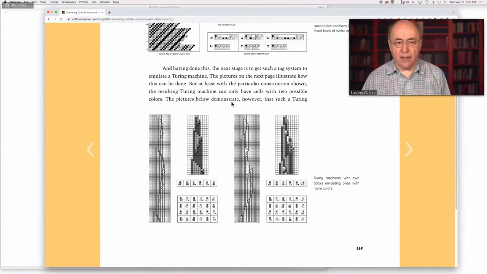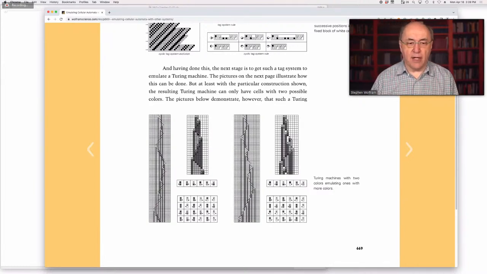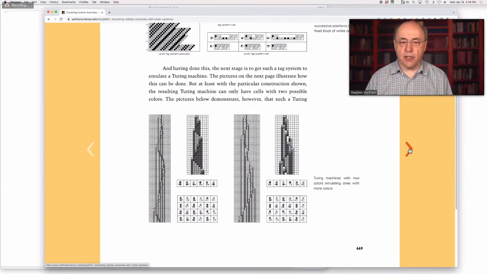This is, again, in the department of how do you get something from something else. This is Turing machines with two colors emulating Turing machines with more than two colors. So this is Turing machines with just black and white effectively on their tapes here, emulating a Turing machine here that has more possible colors, black, white, and gray, for example. And it's just showing how you can do that. So that means you never need a Turing machine with more than two colors. That's always enough to be able to emulate a Turing machine with more colors.